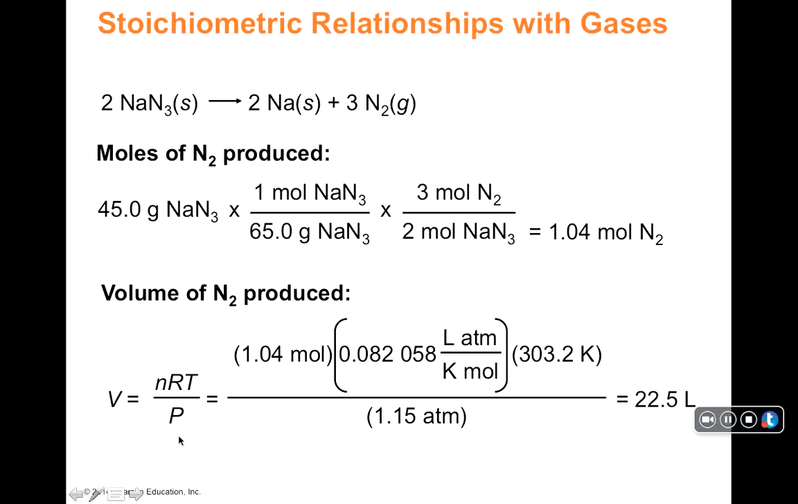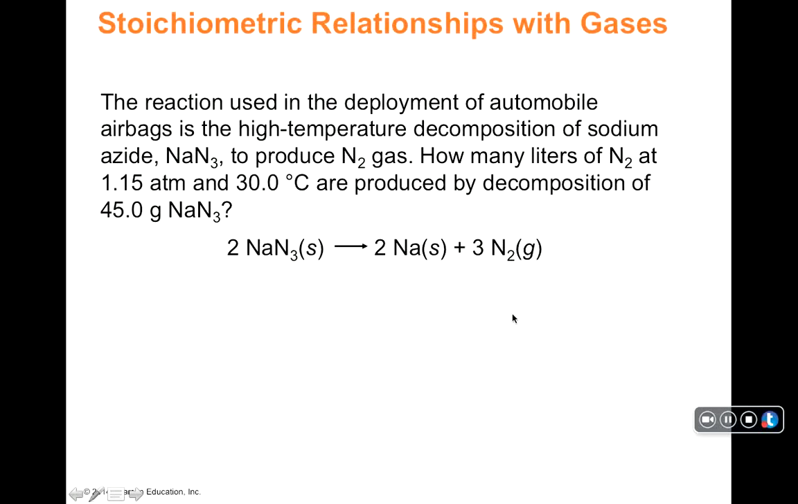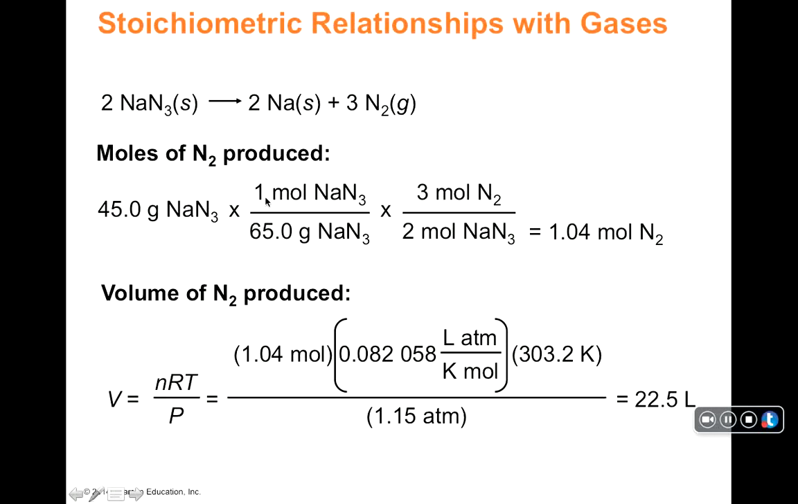And then we rearrange the PV equals nRT formula to solve for volume. We have 1.04 moles of nitrogen, the R value 0.082058, that's your gas law constant. The 303.2 Kelvin came from the fact they told you it was 30 degrees, so you have to convert that to Kelvin. So there's the 303.2 Kelvin, and divided by the pressure of 1.15 atmospheres, and you get 22.5 liters.